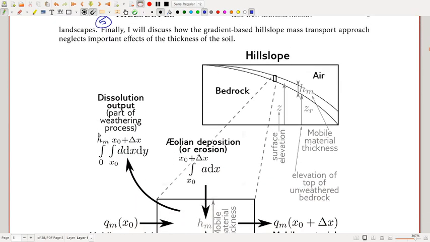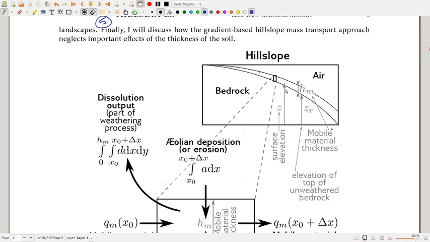So going down here, this is our toy hillslope, and down here we have bedrock. We have some layer of mobile material here with H sub m, which is our mobile material thickness. And then up top over here, this is just air sitting above it. Z sub r is the elevation of the top of the unweathered bedrock, and Z is the surface elevation. And so that can be the elevation of, typically of the land surface.